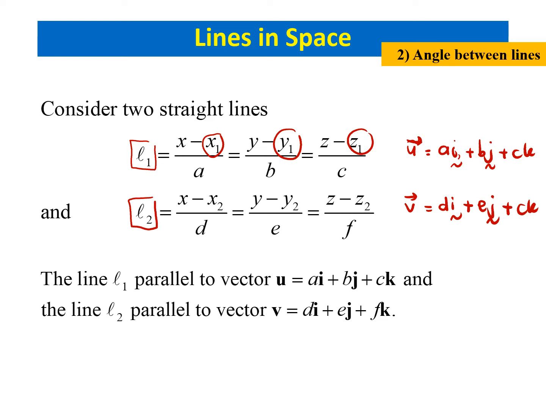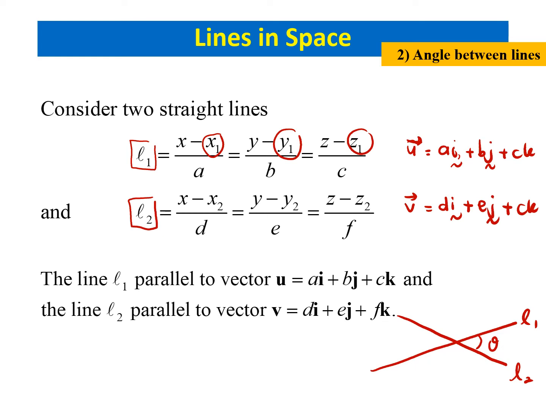So let's say we draw these two lines like this. So this will be our line 1 and our line 2. Now our focus is how to find the angle between these two lines. So how to find this?